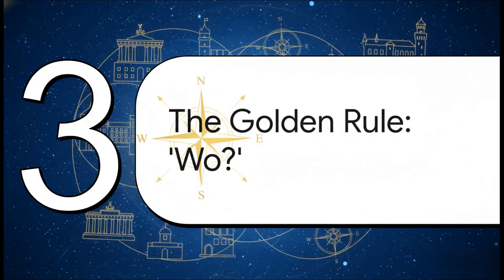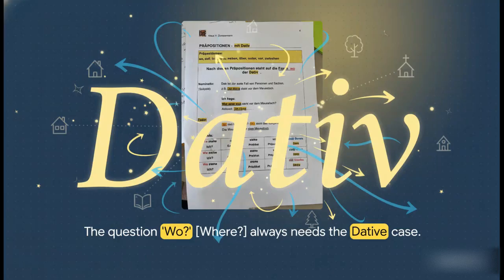Okay, now for the best part, the part that makes it all click. When you're simply talking about a static location, something that's just sitting there, not moving, there is one simple golden rule that makes everything make sense. And here it is. This is the golden rule. If you can ask the question wo, which means where, then the answer will always, and I mean always, use the dative case. That's it. Think of wo and Dativ as a team. They always go together. If you remember nothing else, remember that.